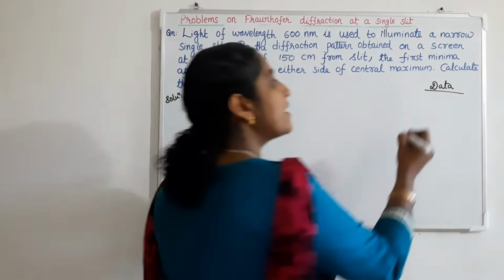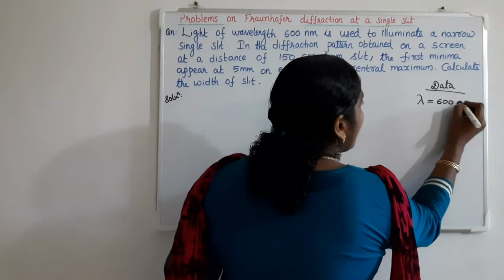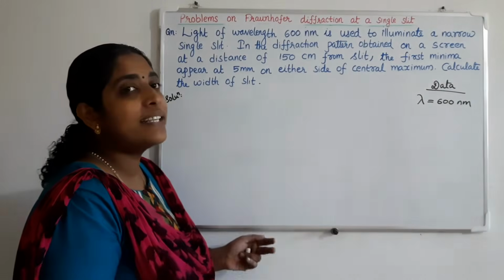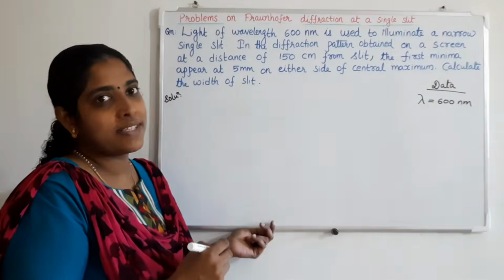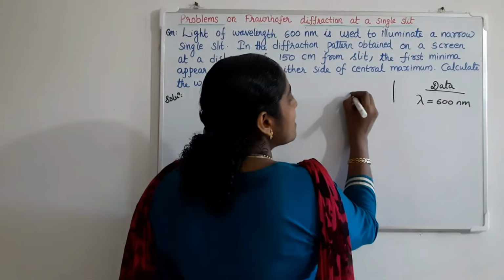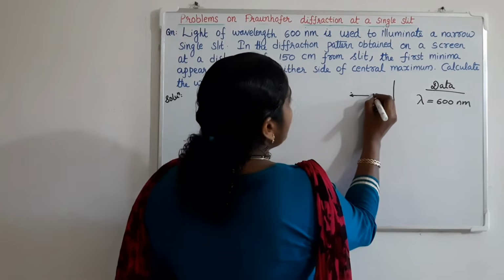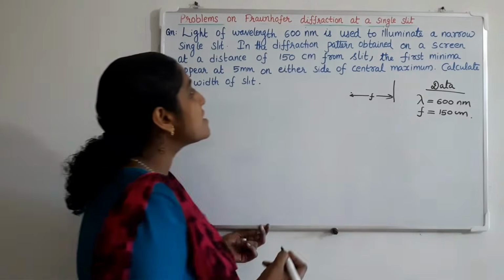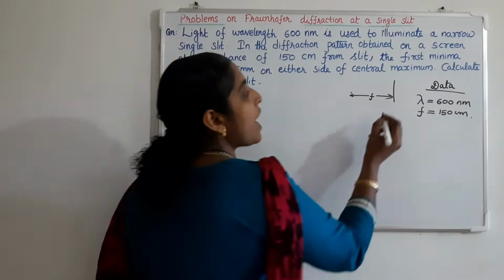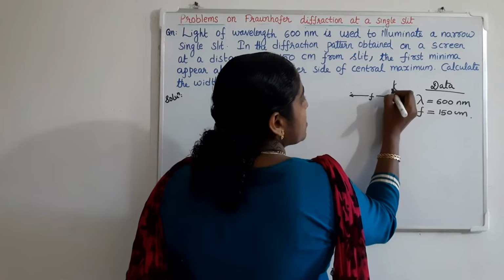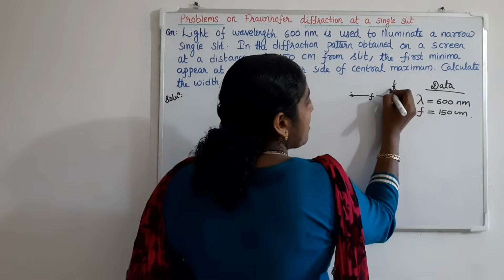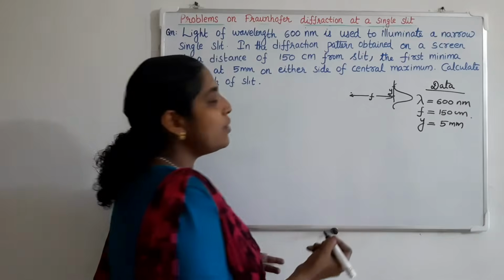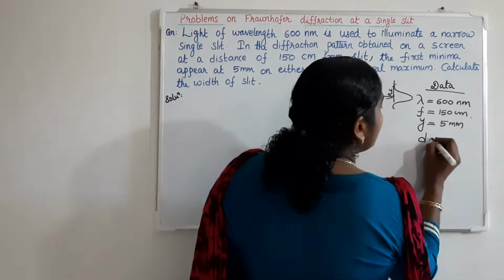Light of wavelength 600 nanometer, that is lambda is equal to 600 nanometer. It is used to illuminate a narrow single slit in the diffraction pattern obtained on screen at a distance of 150 centimeter from the slit. So the distance between the slit and the screen we can consider as F, that is equal to 150 centimeter. Then the first minima appear at 5 millimeter on either side of the central bright band. So the distance of this first minimum from the center is Y, that is equal to 5 millimeter. Then calculate the width of the slit, that is slit width D we want to find out.